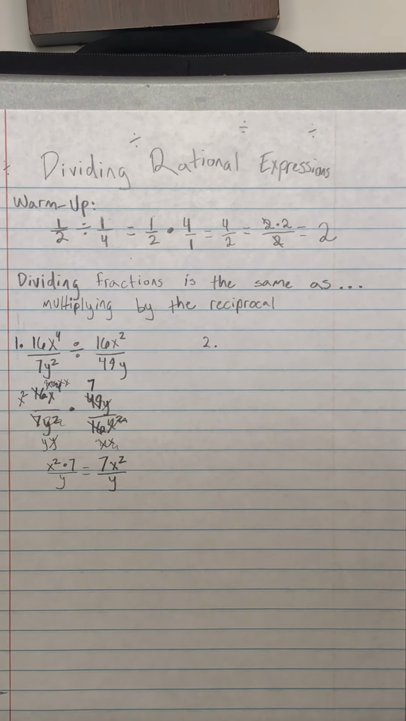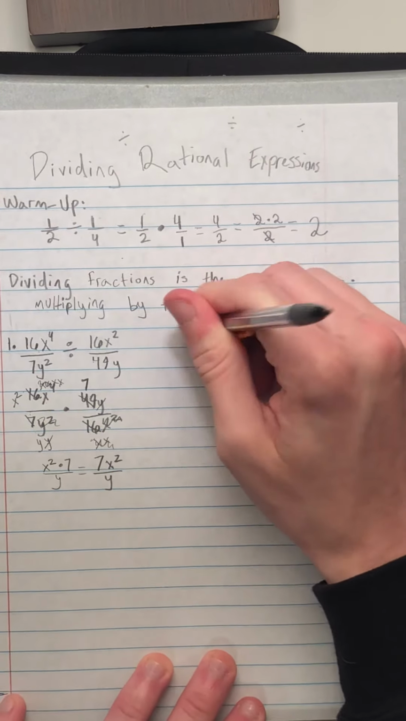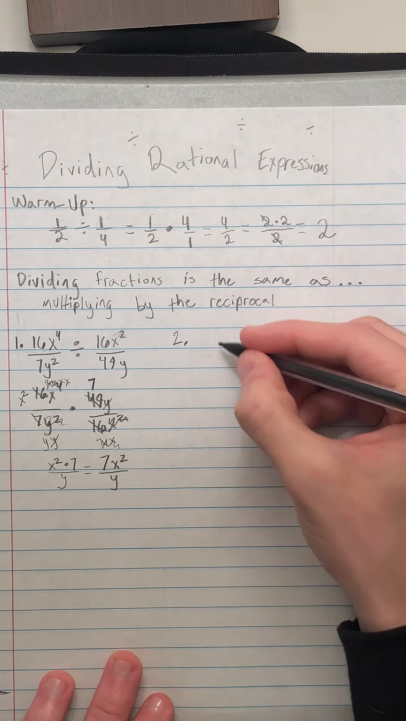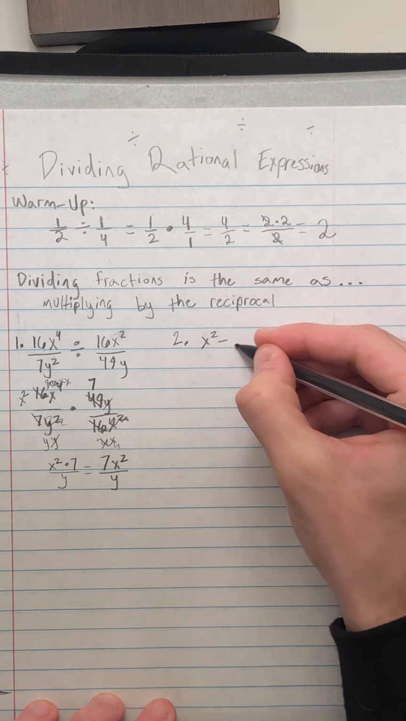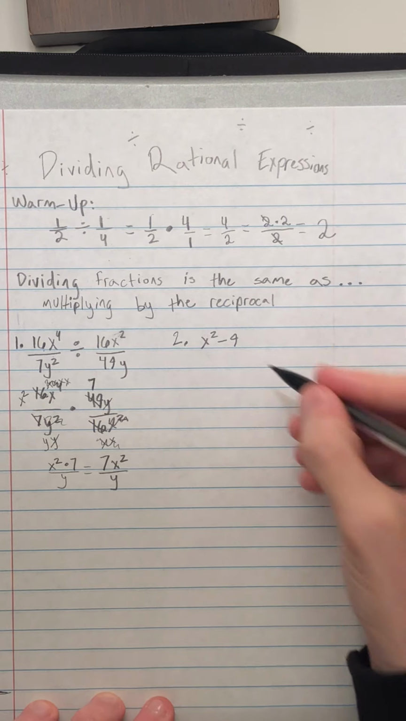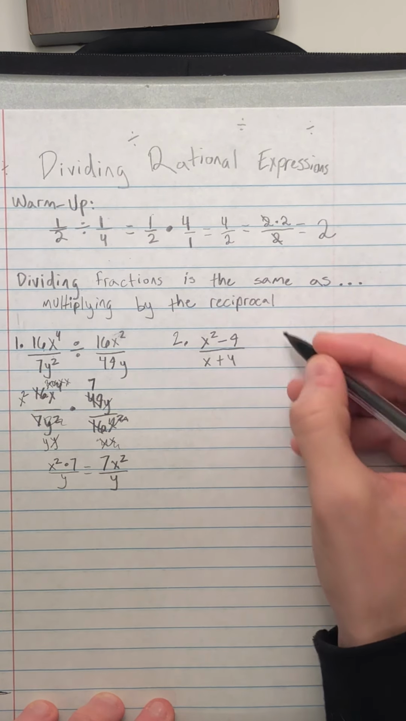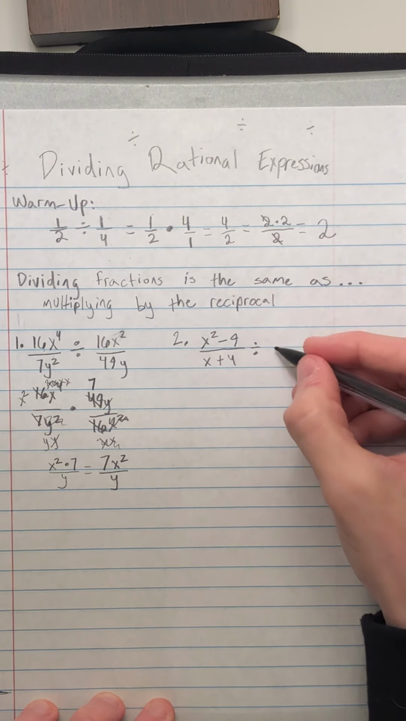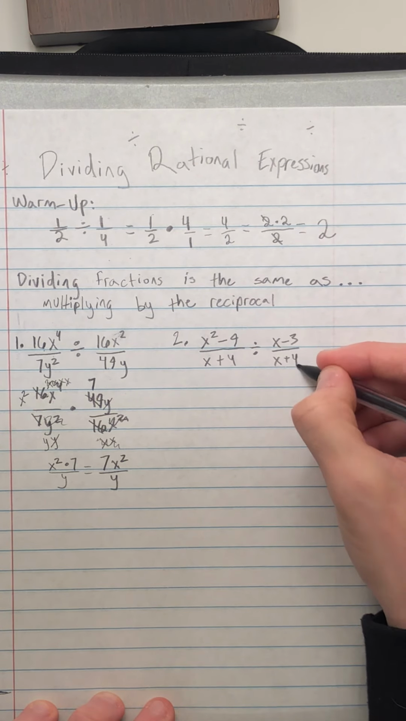So we're going to go ahead and move on to another problem, practice this idea a little bit more. The next problem I have, and I'm going to scoot this over so we have more room, is going to be x squared minus 9 over x plus 4 divided by x minus 3 over x plus 4.